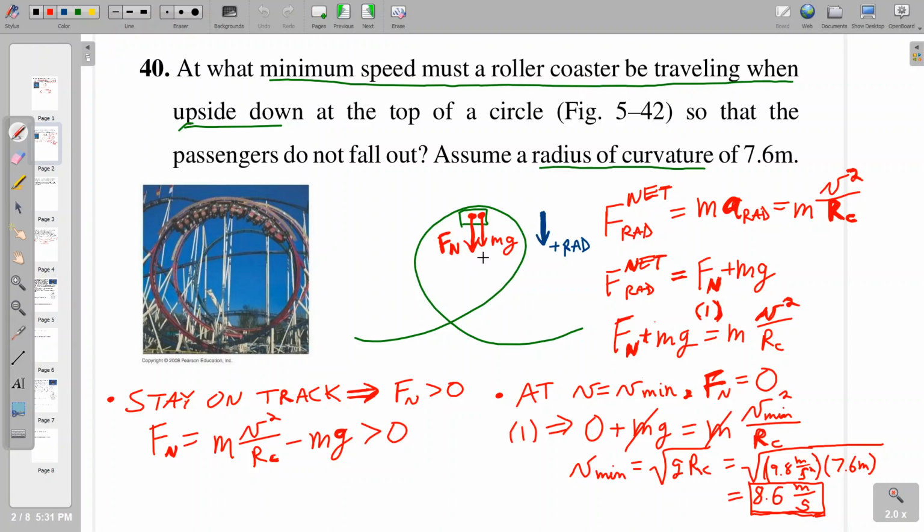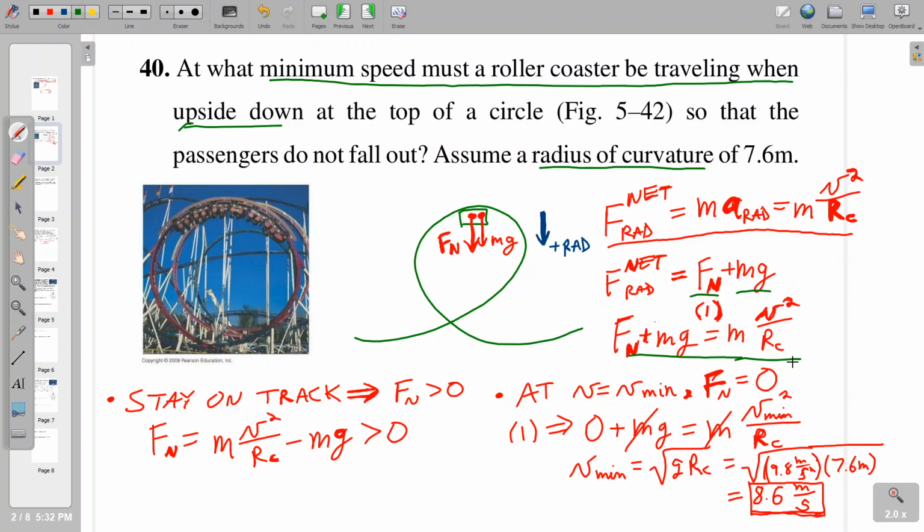And I know from all that we've talked about centripetal motion that the net force in the radial direction is just going to be equal to mass times the acceleration in the radial direction. And since this is a circular track, that could be set equal to the speed squared over RC, the radius of curvature. Now the net force in the radial direction is going to be made up of a normal force and the force of gravity. Both of them are pointing in the positive radial direction. And so I can set the sum of these two forces equal to mass times the centripetal acceleration, as I've done there in this equation.